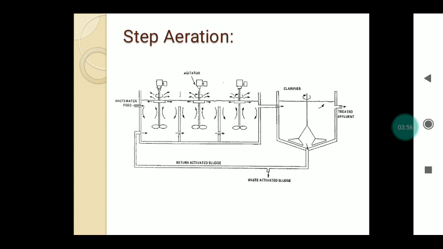Okay, this is the step aeration diagram, which shows the step aeration process. In this, the wastewater is applied at several points in the aeration tank, and the return sludge is added at the head of the tank from the secondary clarifier. That is why it is known as step aeration. Okay, in that the demand for oxygen is uniform. That's why the aerators, that is the agitation, are provided at equal spacing during step aeration. This diagram shows the actual construction of step aeration.